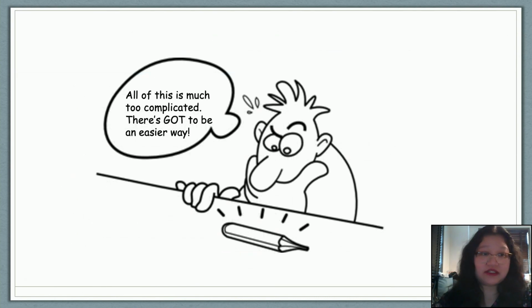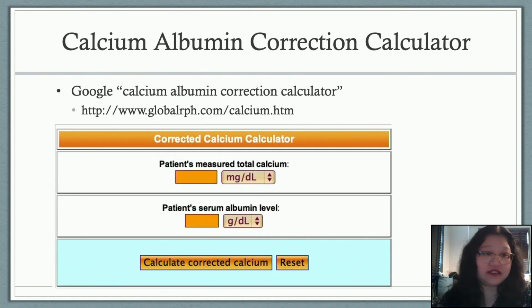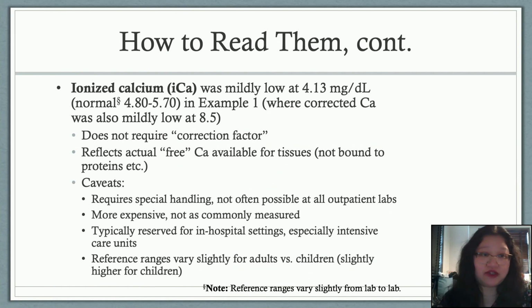So obviously, putting numbers into the equation is kind of complicated. So you can just Google any calcium albumin correction. Just type that into Google, and this is just an example of one. There are many different ones where you just plug in your actual calcium from your lab and your albumin level, and they'll tell you what your corrected calcium is. And that's what we should always be talking about when we say, quote, calcium levels. It's the corrected calcium levels.